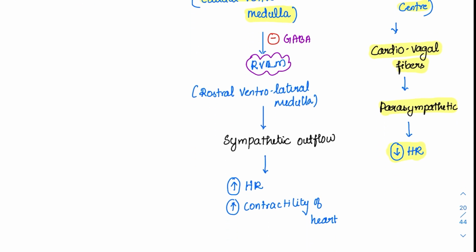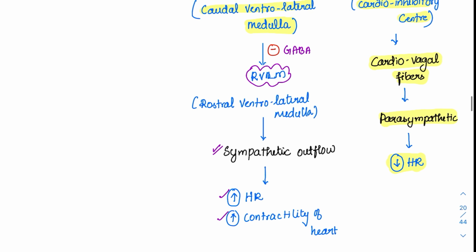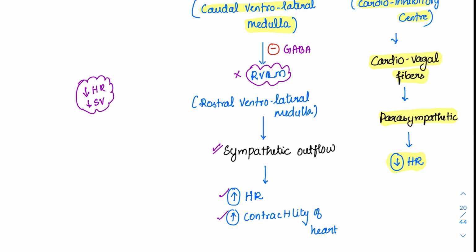What is the normal function of RVLM? It increases the sympathetic outflow, it increases the heart rate and it increases the contractility of the heart. So basically RVLM is like the sympathetic system. But right now what have we done? We have inhibited the RVLM. So what will be our end result? There will be a decrease in heart rate and a decrease in contractility of the heart, leading to a decrease in stroke volume. Already the parasympathetic system has decreased the heart rate. So the final end result is a decrease in heart rate and decrease in stroke volume, which will lead to a decrease in cardiac output.